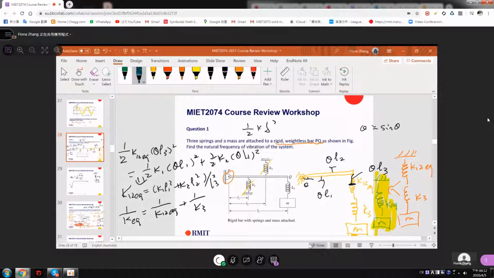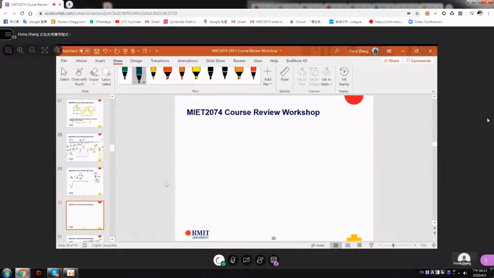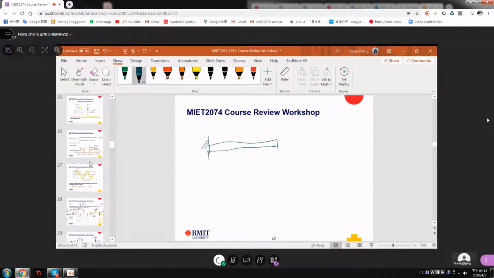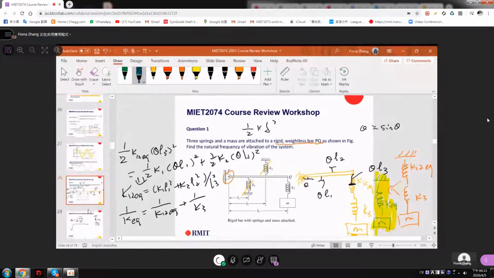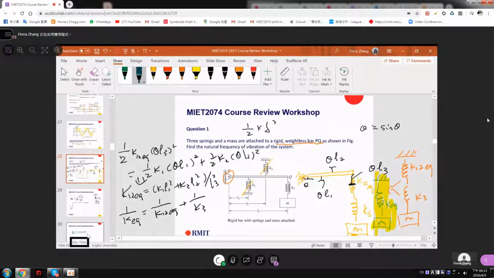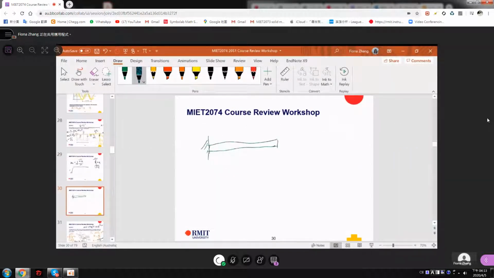Right, so for question 1, if it's not pin connected, if it's a cantilever beam, I didn't draw it very well. If it's a cantilever beam, what's the difference? Right, so everything is the same.